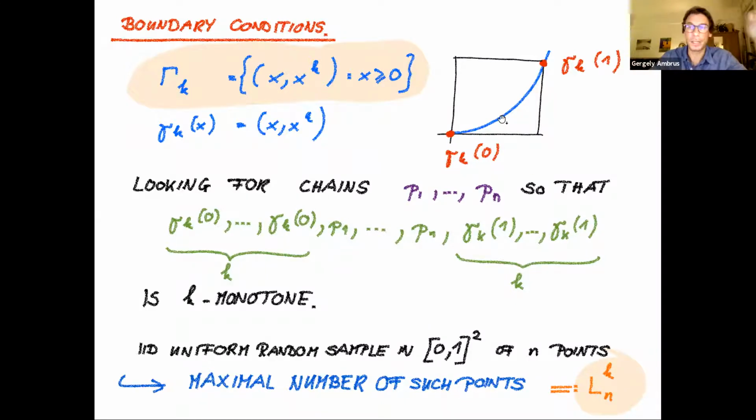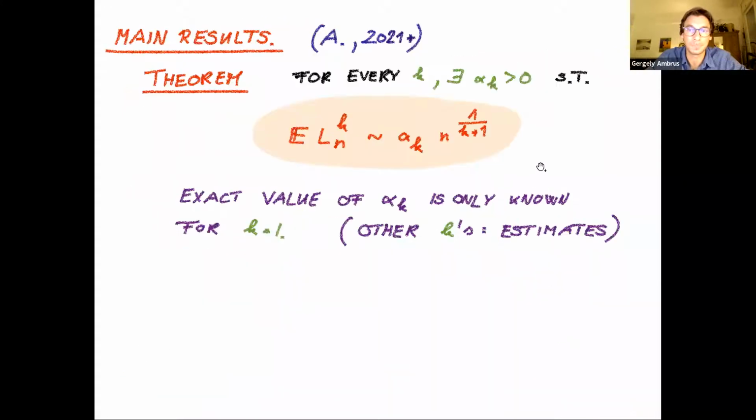And now this is the definition that we come up with: if we choose n independent uniform random points in the unit square, then what is the maximal number of them which form a k-monotone chain? Namely, they satisfy these boundary conditions and they form a k-monotone chain. So let L_n^k be that random variable. We have met L_n^1 and L_n^2 before. And the question is, what will be the expectation, or the order of magnitude of the expectation, of this L_n^k?